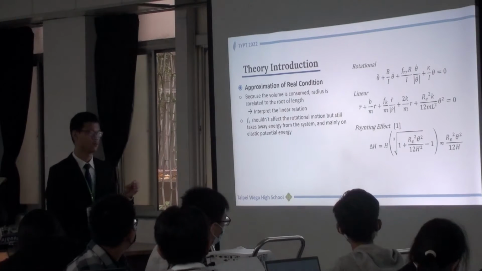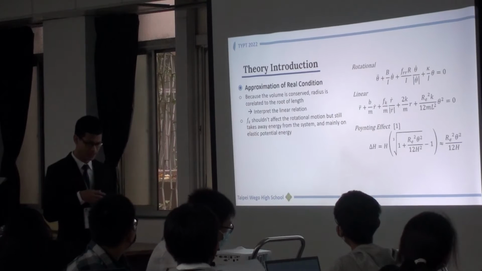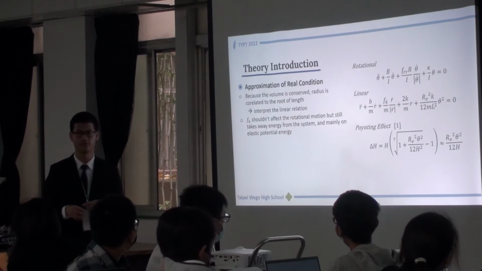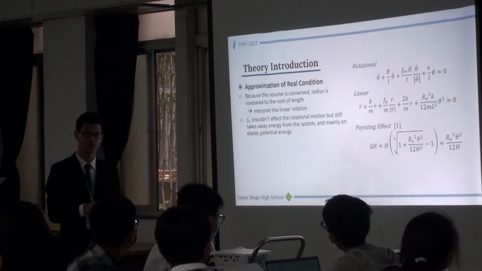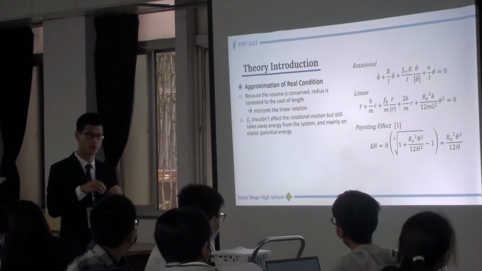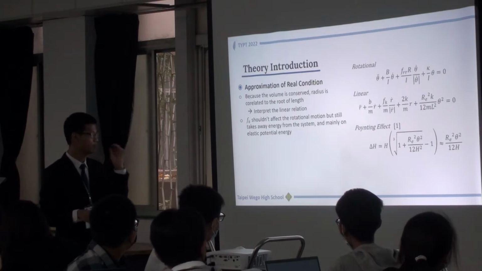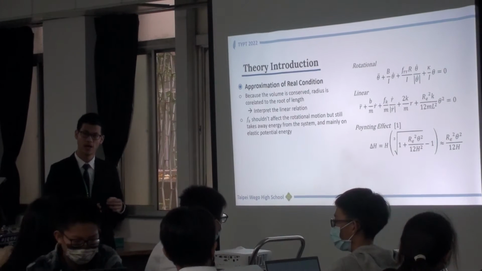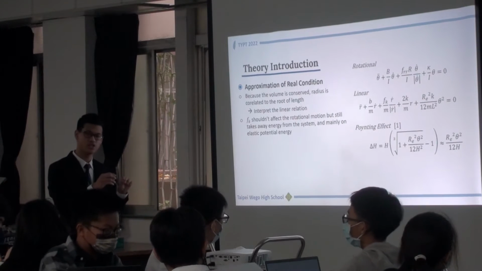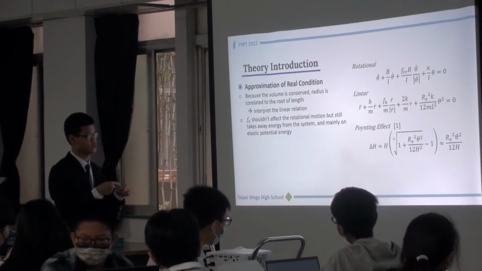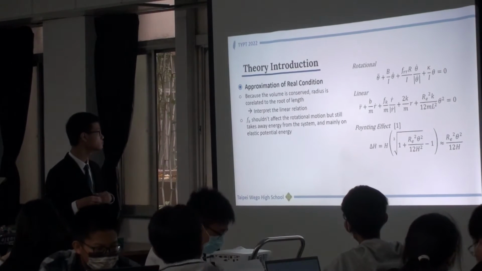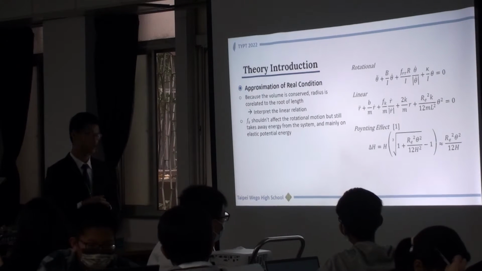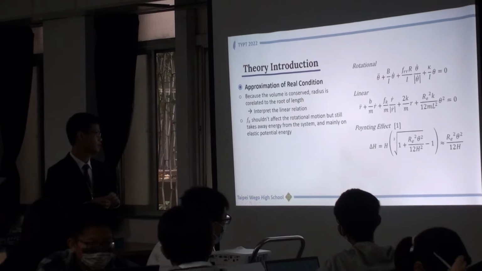On the linear side, for one single ball, we believe that there will also be damping on the radial side through the material of the rubber band, and there will be sliding friction on the radial side where the ball is going outwards and inwards. And at last, we implemented the Poynting effect into our consideration. The Poynting effect talks about how when you twist a solid, it actually lengthens it. So when there's twisting, you actually lengthen it more. And we think that the sliding friction shouldn't affect the rotational motion, but still takes away energy from the system, mainly the elastic potential energy.